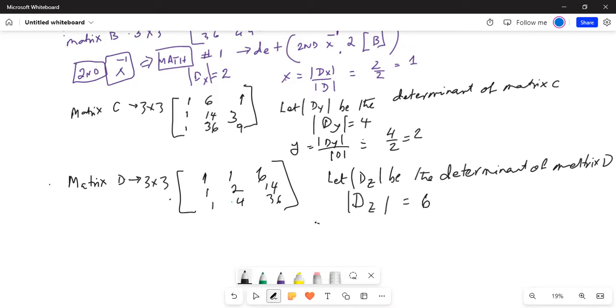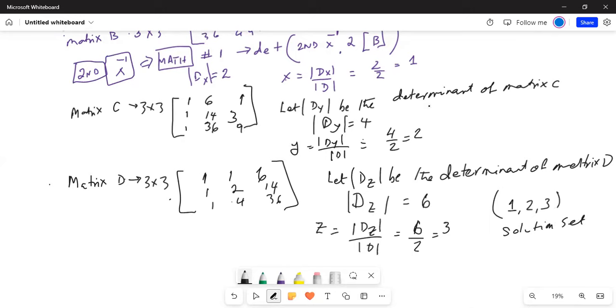So the solution for z is determinant dz divided by determinant d, which is, remember, the determinant of the coefficient matrix, okay? And it is 6 divided by 2, which is 3. So what is my solution then? It's 1, 2, and 3. This is a solution set. X is 1, which we did before. Y is 2, and Z is 3.